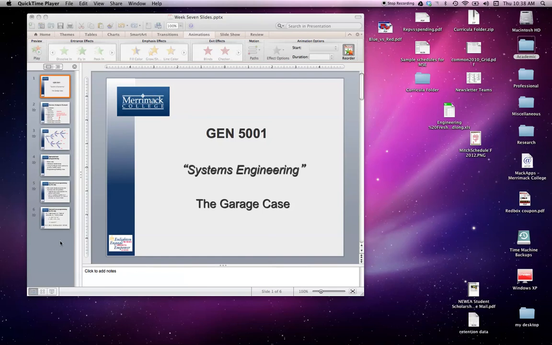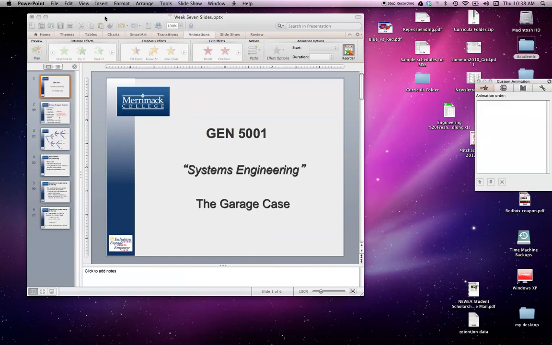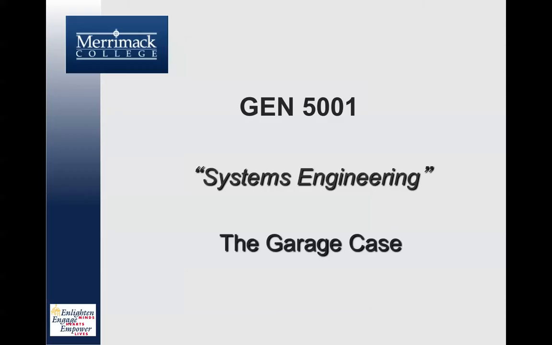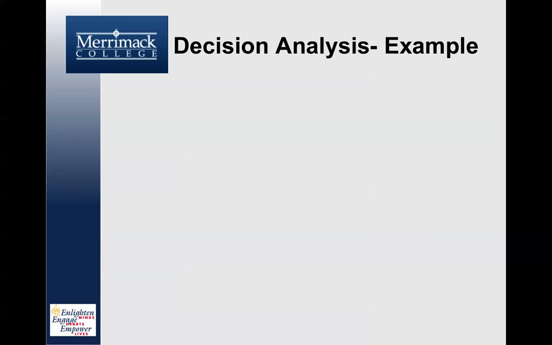Okay, guys. So I'm thinking for this week, it might be nice to go through a big example of where we've been, the things that you're supposed to have been doing, and how some things fit together before we move on to the next step. And I'm going to use the garage case as the basis here for the example. So we're going to do a decision analysis example.